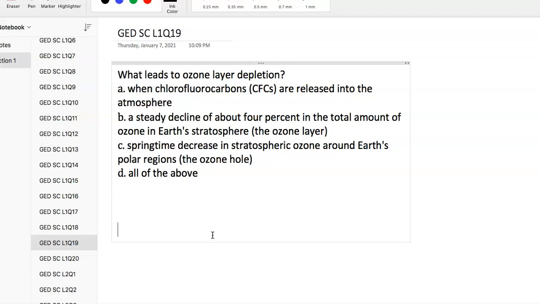And just as a side note, in an answer choice, when they give you this much detail, a steady decline of about 4% in the total amount of ozone, it's pretty likely that that's going to be true. They're not likely to give you that much detail just to throw you off. Okay, and then answer choice C, springtime decrease in stratospheric ozone around Earth's polar regions, the ozone hole, like that one too. All of these are good answers.